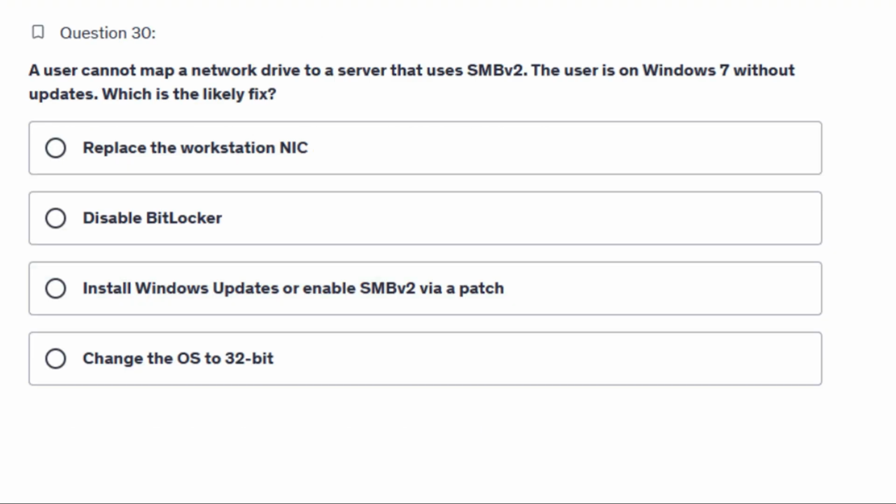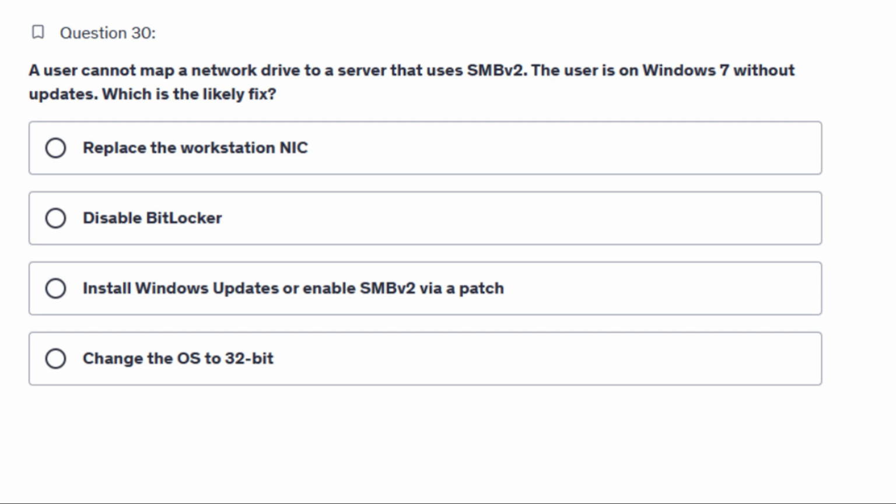The next question is: a user cannot map a network drive to a server that uses SMBv2. The user is on Windows 7 without updates. Which is the likely fix? First option is replace the workstation NIC. Second option is disable BitLocker. Third option is install Windows updates or enable SMBv2 via patch. And the last option is change the OS to 32-bit.